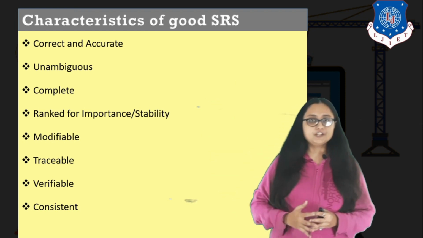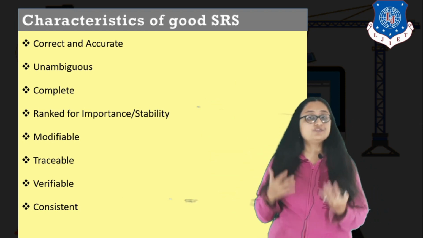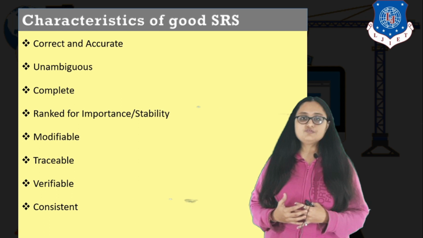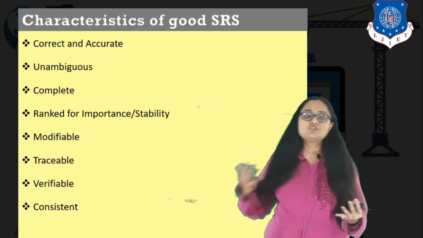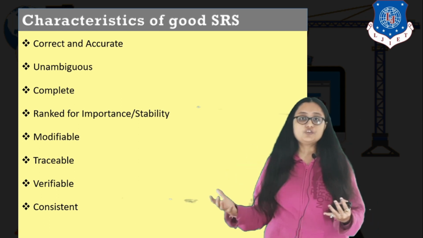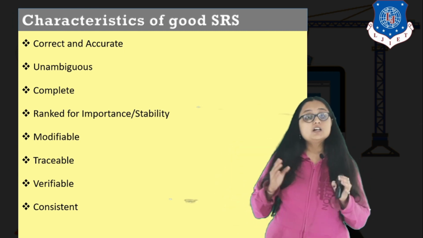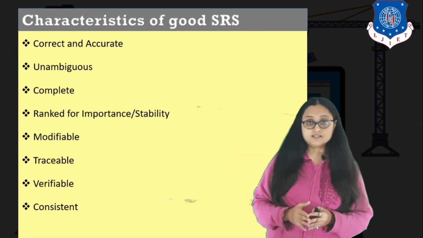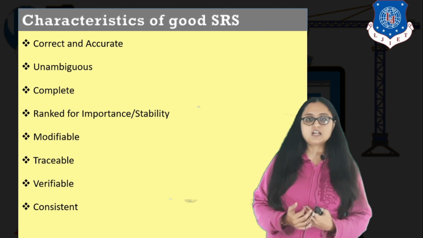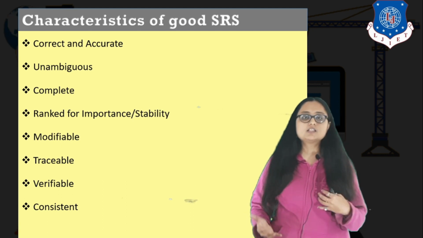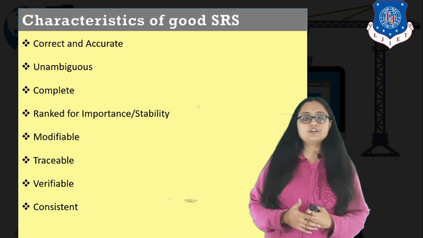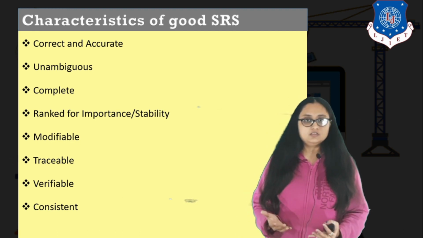It should be complete. An incomplete SRS is very dangerous, right? If you are lacking some of the information, that lack of information is dangerous. So the SRS must be complete. It must be ranked for importance. There are certain things which are on higher priority, and there are certain things which may be on lower priority. It is important to rank them, right?